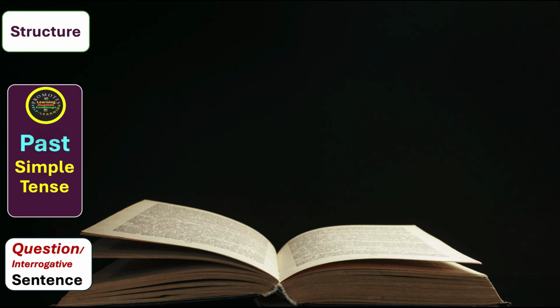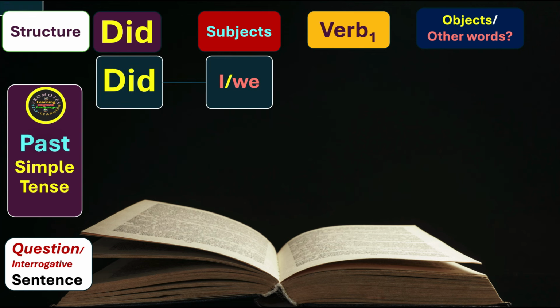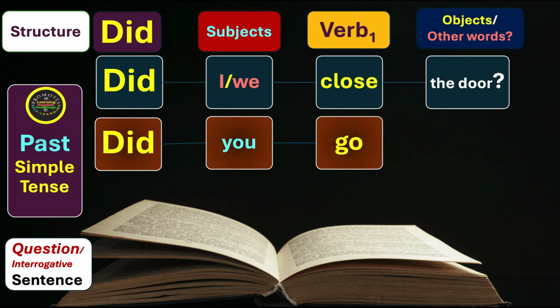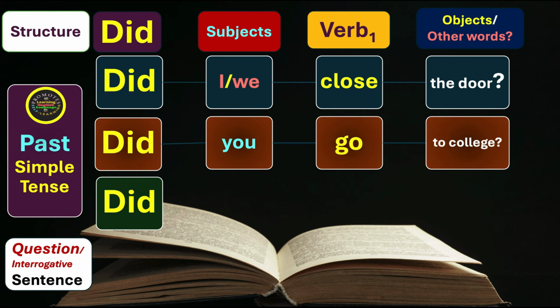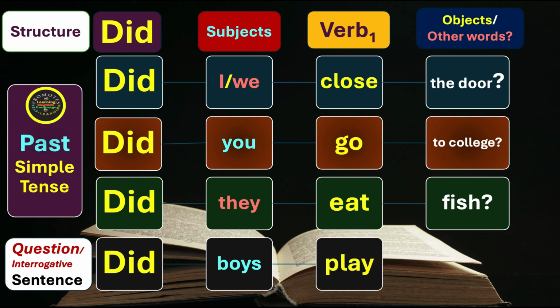Structure of past simple tense in the question or interrogative form of a sentence. And in this structure of question form, did is used before the subjects. And then we have the first form of the verb. And then we use objects or other words with a question mark. How? Look at the structures. Did, subject, I, we, close the door. The next structure, did you go to college? Did they eat fish? Did boys play tennis?